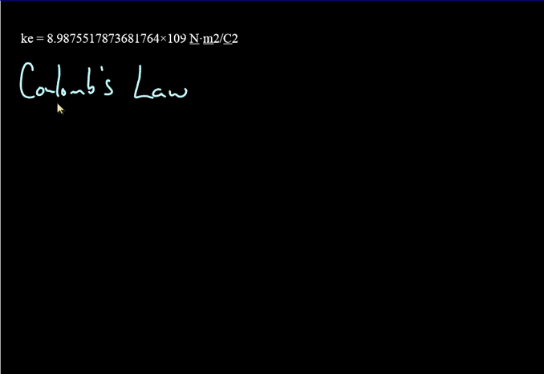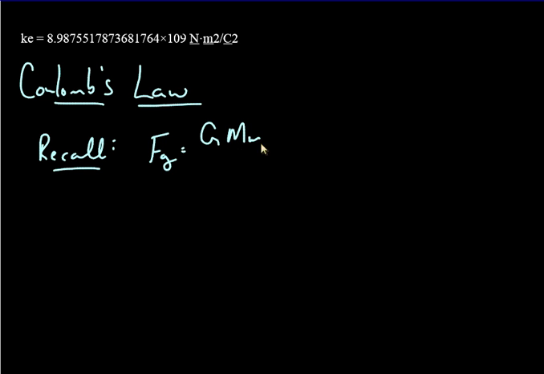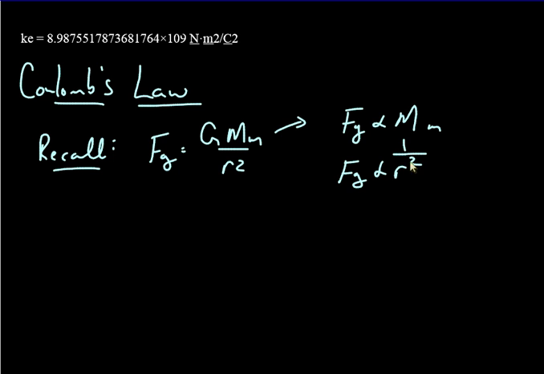Coulomb's law. So, I'm just going to say recall. We learned Newton's law of universal gravitation looked like this. And from this, we figured out that the force of gravity is proportional to m and m, the product of m's, and inversely proportional to the square of r. This, which we call the universal gravitational constant, came later. It was found out by Cavendish many years after Newton came up with the original relationships.